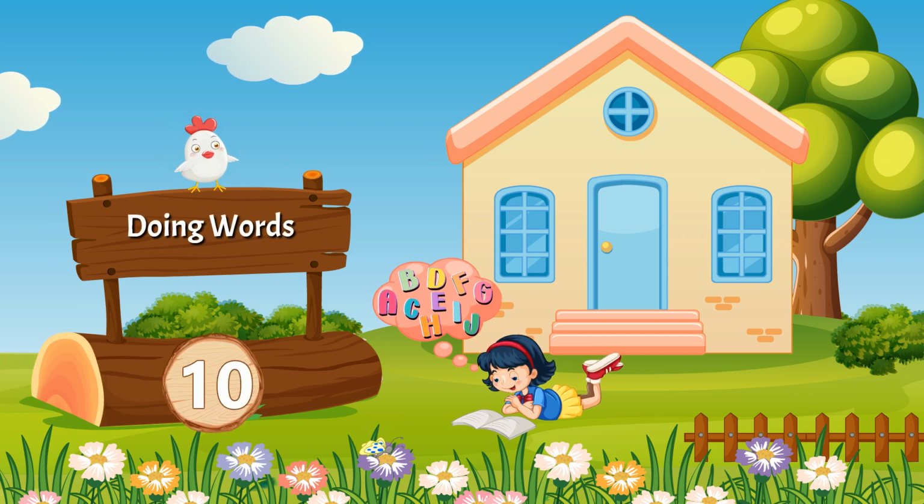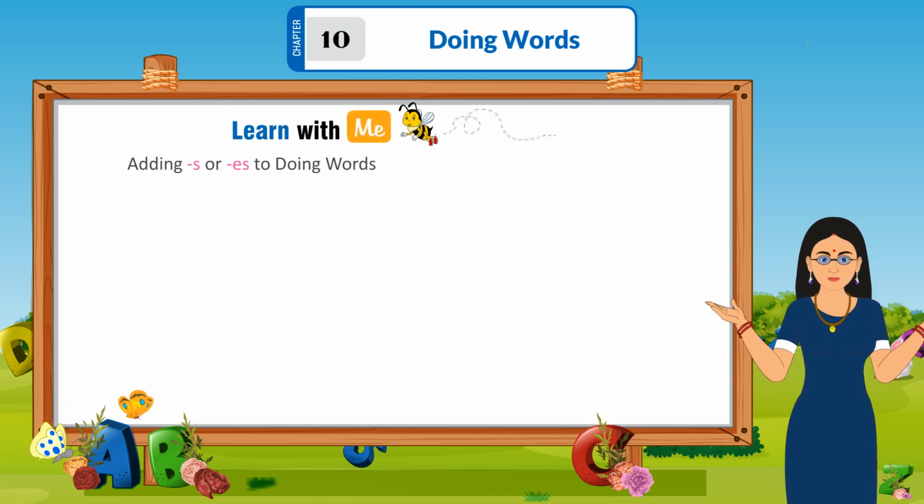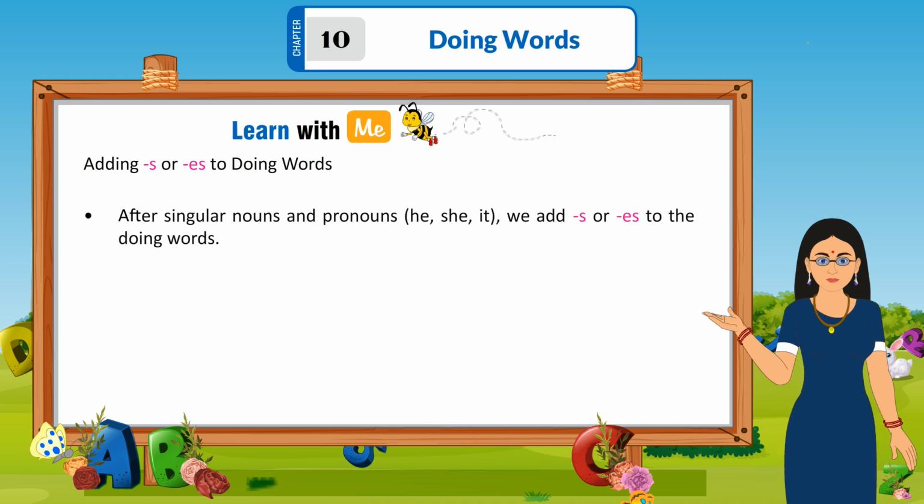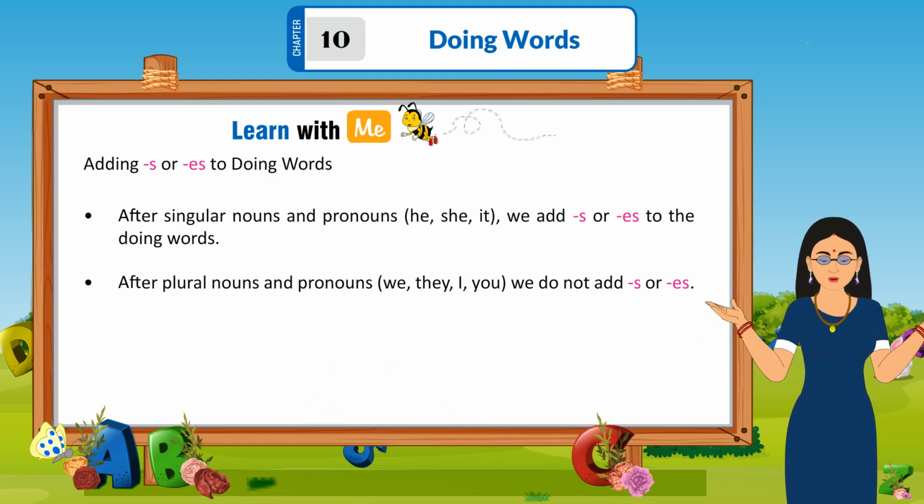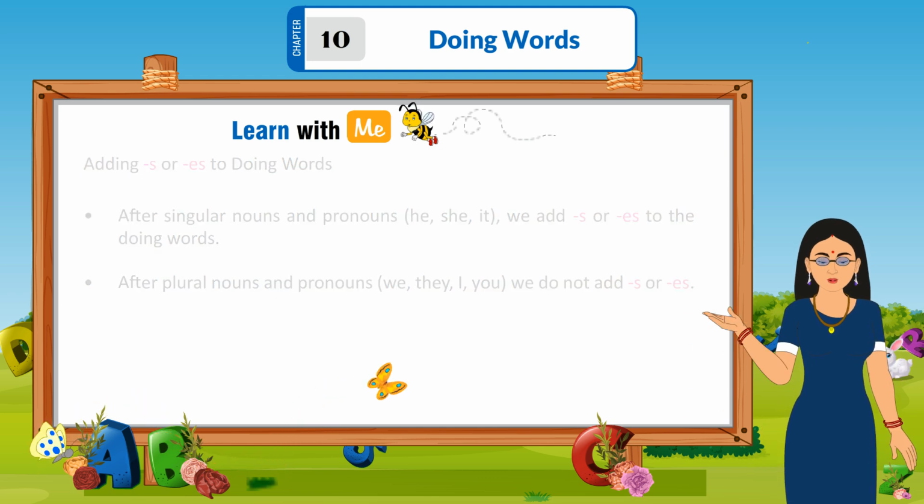Chapter 10, Doing Words. Learn with me, adding s or es to doing words. After singular nouns or pronouns he, she, it, we add s or es to the doing words. After plural nouns or pronouns we, they, I, you, we do not add s or es.